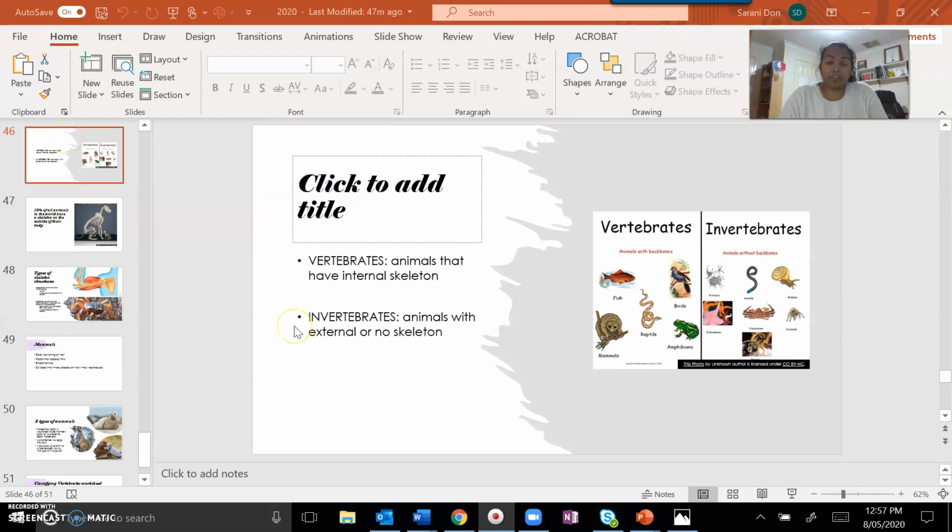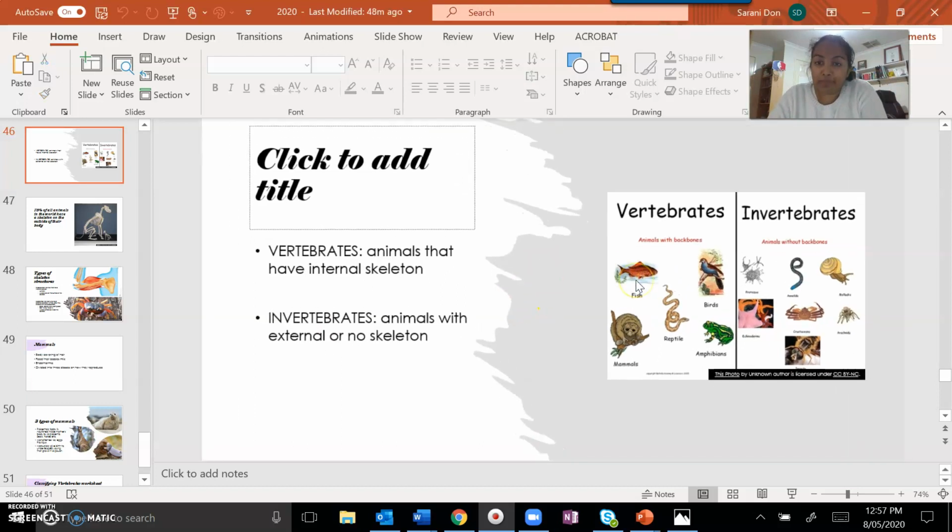Okay, so these two words are very important words I need you to know: vertebrates and invertebrates. Hopefully you may have heard these before. Vertebrates are animals that have an internal skeleton, or animals that have a backbone. Invertebrates, however, are animals with an external skeleton, so the skeleton's on the outside, or they have no skeleton at all.